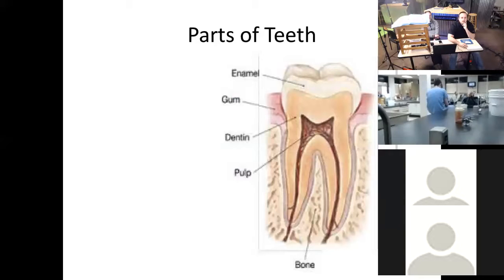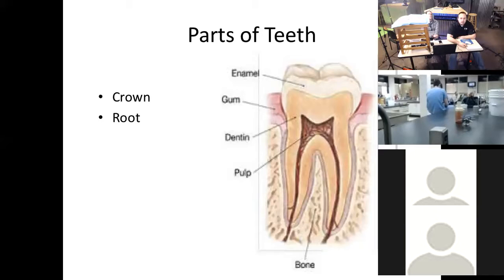Now, when we talk about the different parts of the tooth, there's a couple different ways to look at it. The first way is to look at the crown and the root. The crown is the visible part of the tooth above the gum line, and then the root is everything below the gum line, and it actually makes up about 2/3 of the length of the whole tooth.